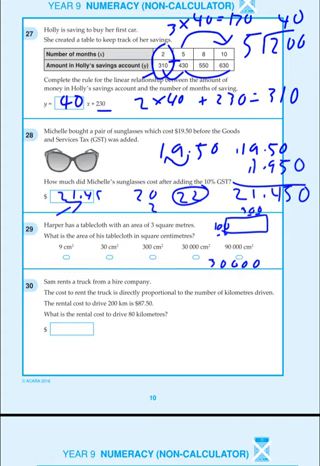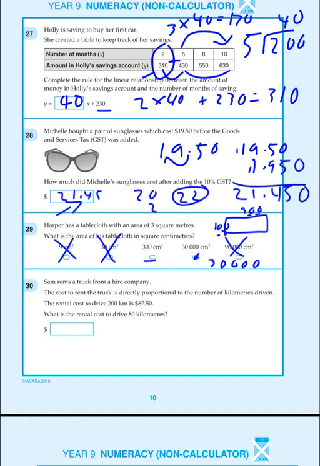30,000 square centimeters. Very basic one as well. If it's going to be 3 times 1, it has to start the answer with 3. 300 sounds too small, 30 sounds way too small. So there's not many good options here.